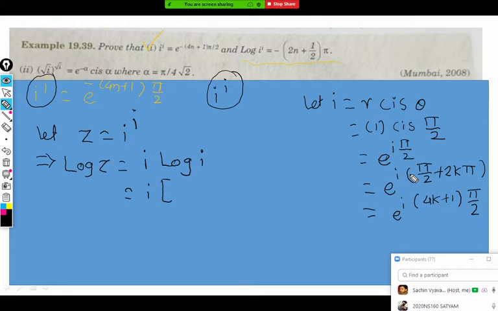Yes, tell me. What will be the log of this iota? Sir, (4k plus 1) pi by 2 into I. Oh, yes, very good. That iota is also there. So that iota into (4k plus 1) into pi by 2. That's the value of capital Log. So iota into iota is I square, which is minus 1. So it is minus (4k plus 1) into pi by 2. That is the log of z.